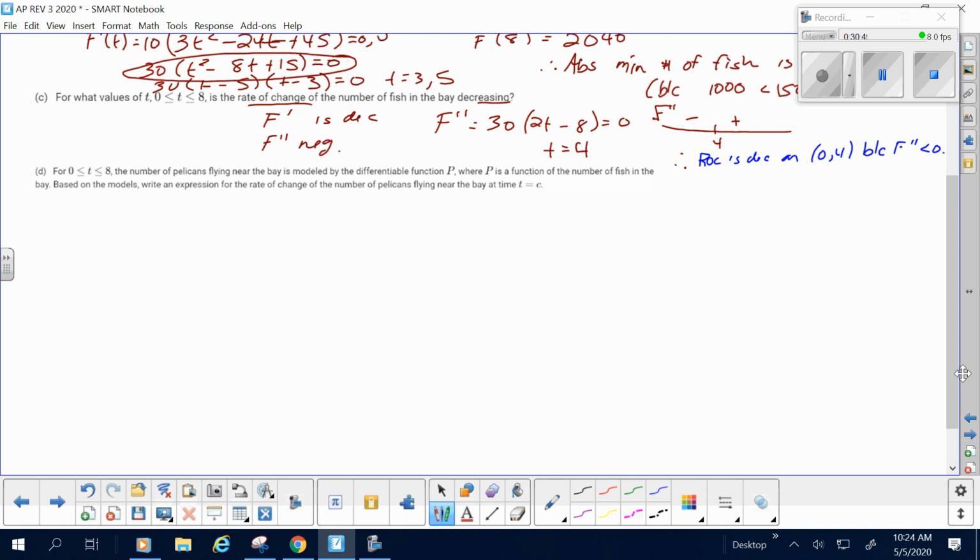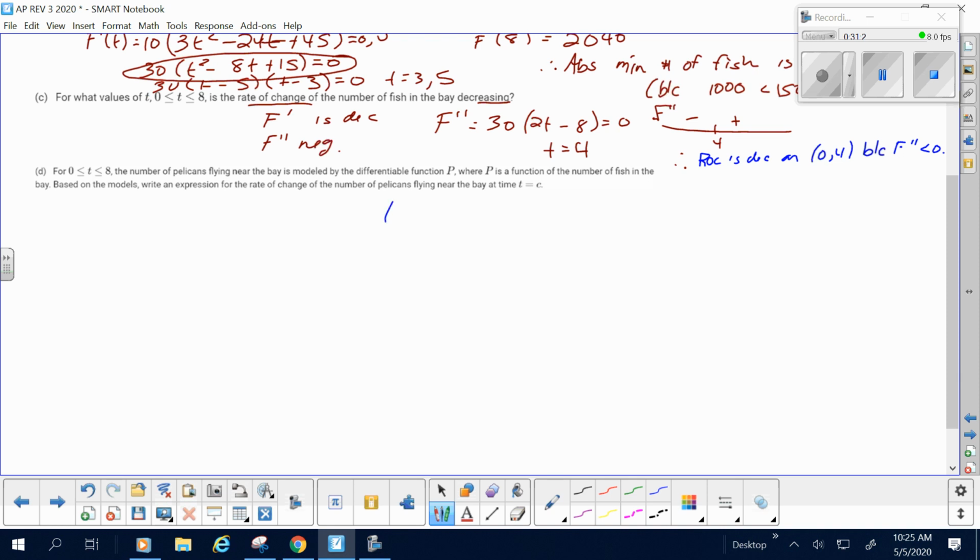So, the number of pelicans flying near the bay is modeled by the differentiable function P, where P is a function of the number of fish. So P depends on the number of fish, which is the fish function we are given. That doesn't mean it's equal to the number of fish. It might be twice the number of fish, or the square of the number of fish, or 3 times the number of fish minus 2. It's some kind of dependence on the number of fish.